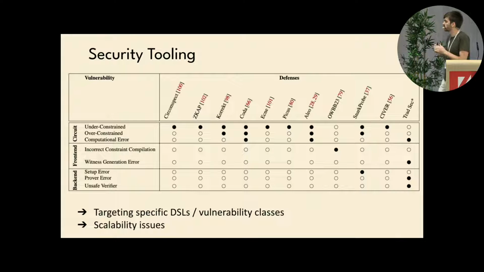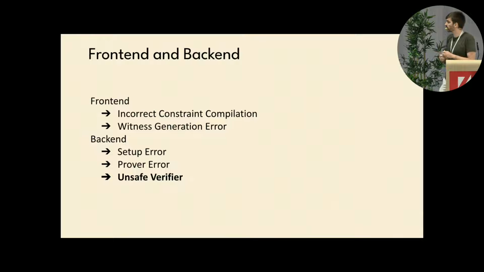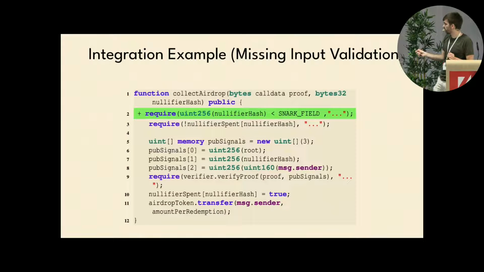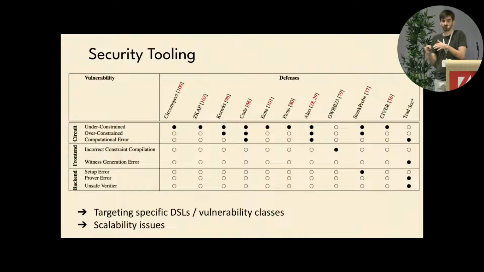But what we can observe from here is that most of the tools work specifically on one DSL, and that's problematic. Some of the methodologies can be applied to other DSLs, but the main issue we are observing so far is scalability. With many of these tools, you can find the Circom bug we showed in the first slide, but you cannot find more complicated issues because of the complexity of those circuits. So at least at the moment, those tools do not scale that well.